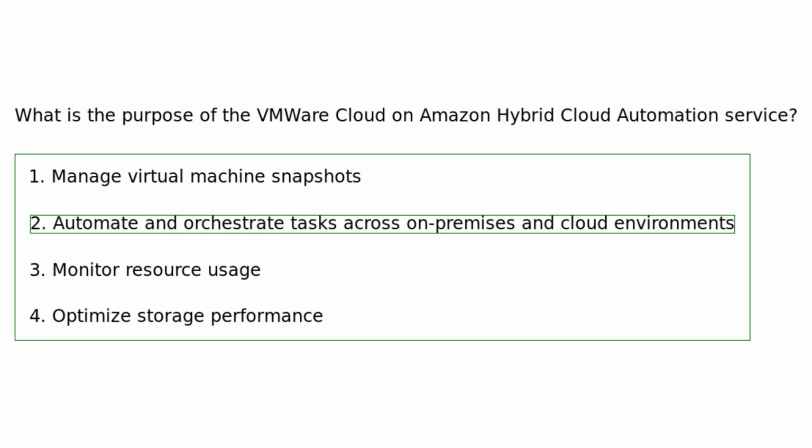The VMware Cloud on AWS Hybrid Cloud Automation Service enables the automation and orchestration of tasks and workflows across both on-premises VMware environments and VMware Cloud on AWS, simplifying the management of hybrid cloud operations.